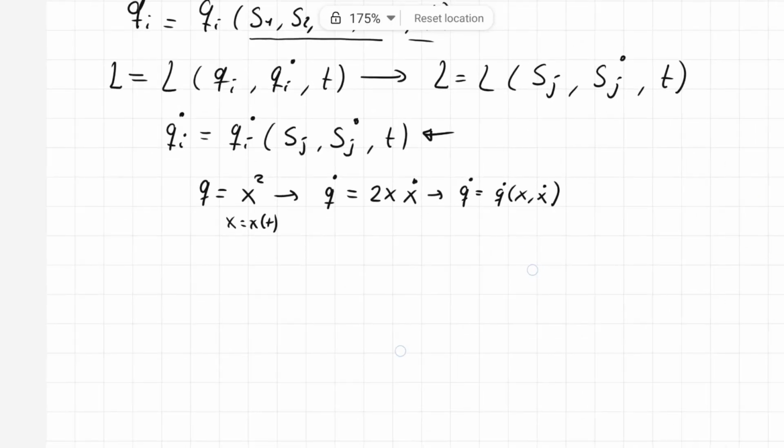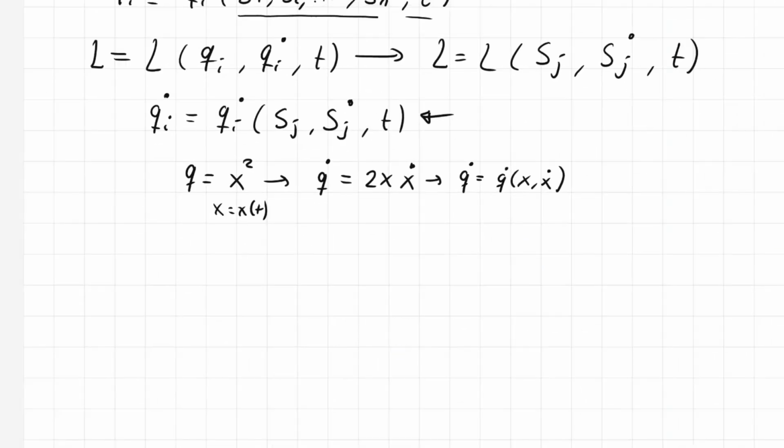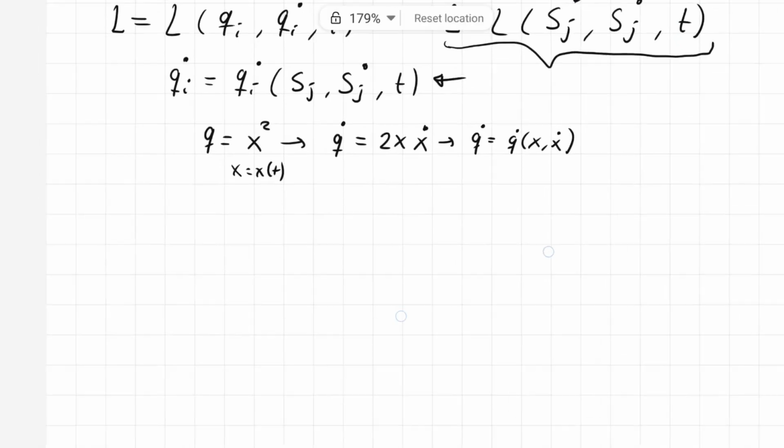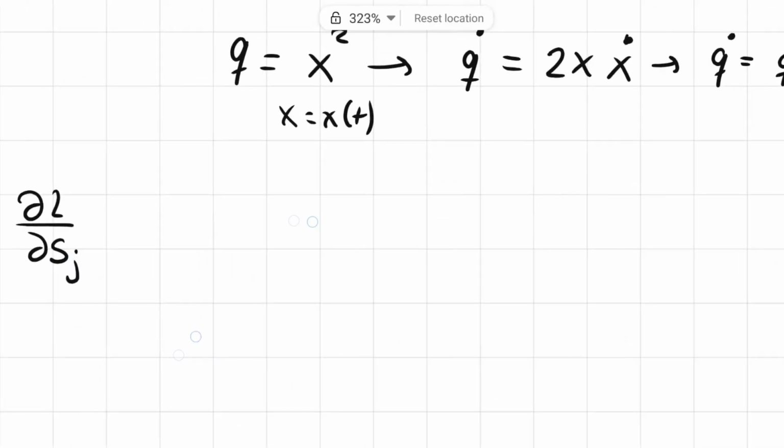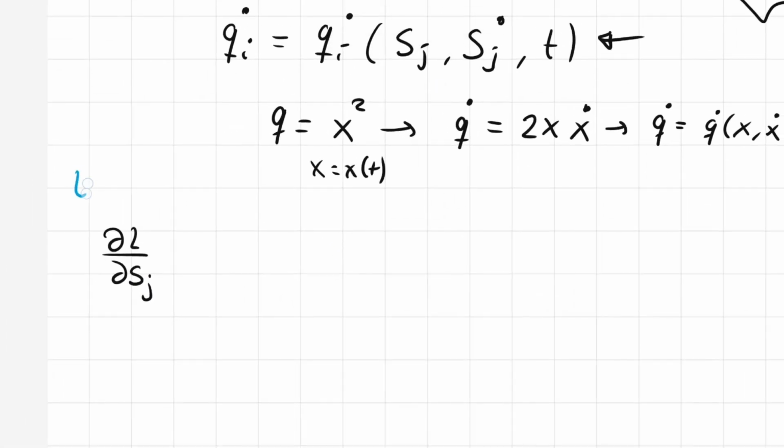Okay, so what we are going to do now is to establish the Lagrange equation form for this Lagrangian that we have here, and we are going to see that it is also going to be equal to 0, even though we have made this change of coordinates. Okay, so we are going to start by calculating the derivative of the Lagrangian with respect to sj, and we know that the Lagrangian is a function of qi, qi dot, and the time.